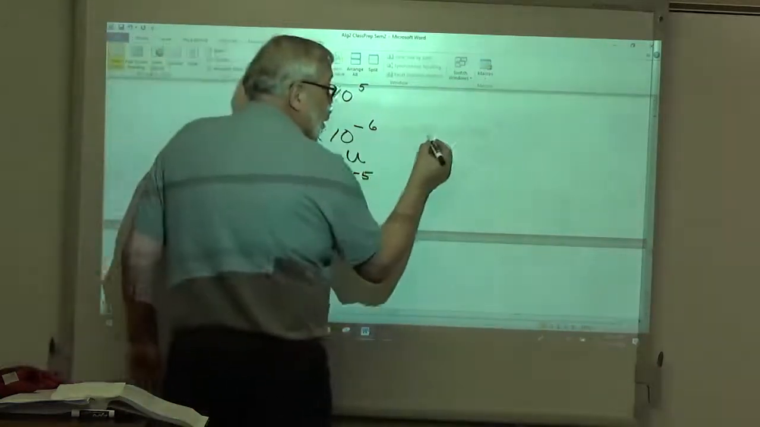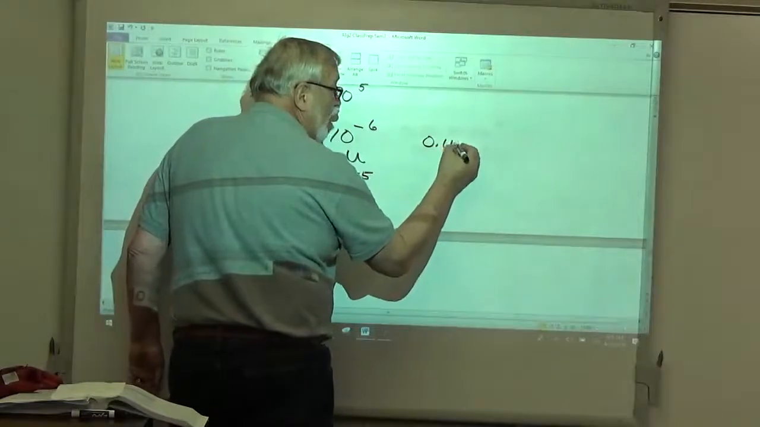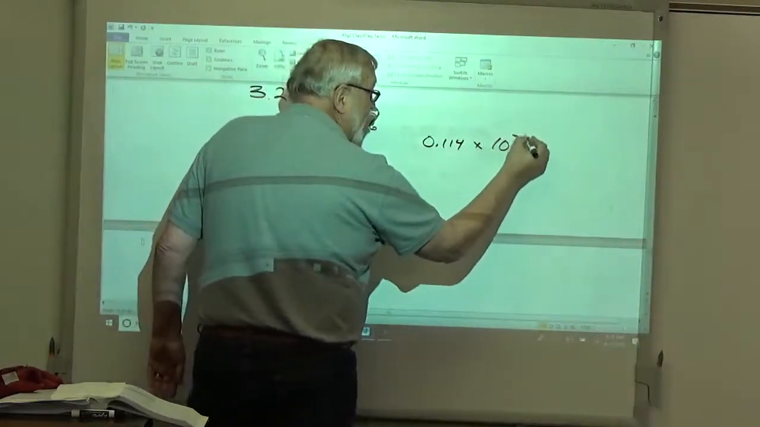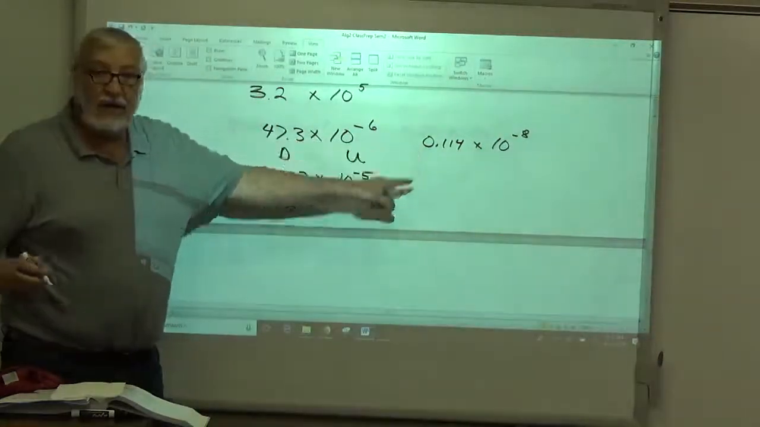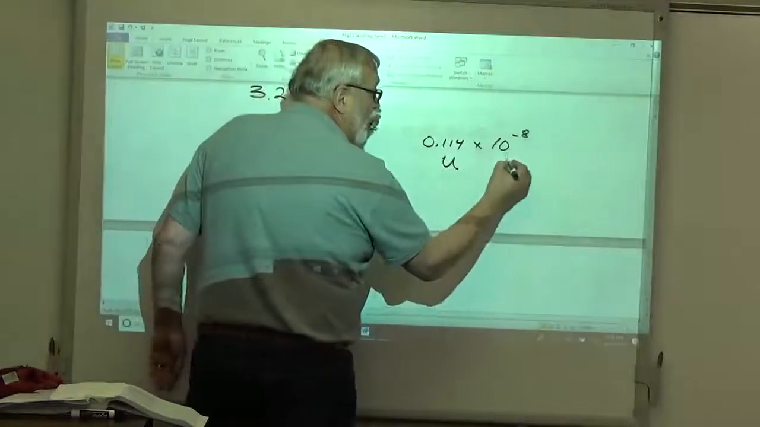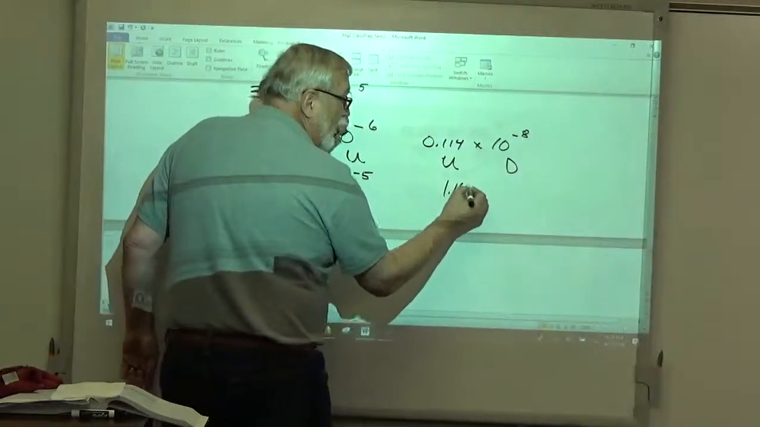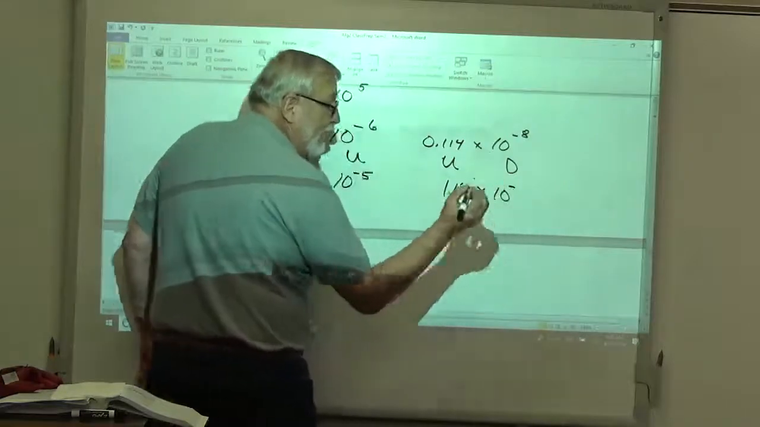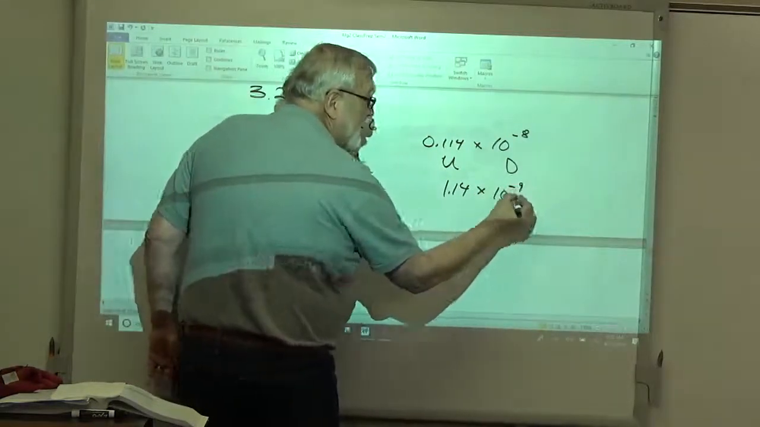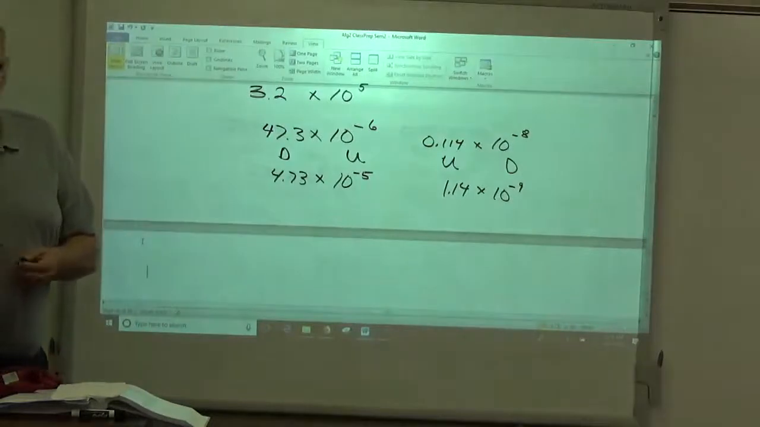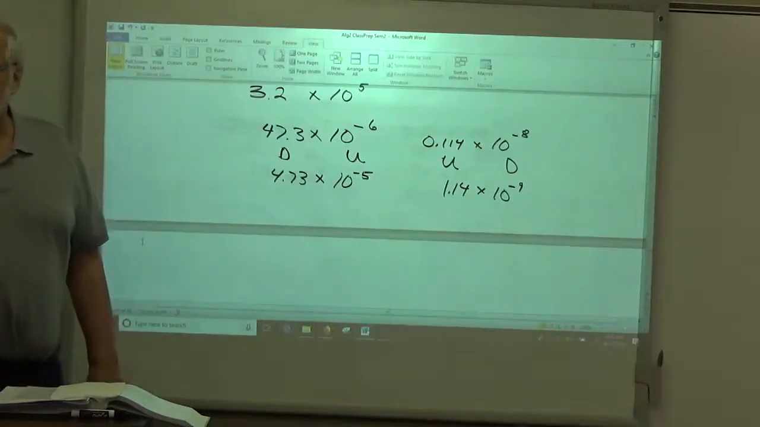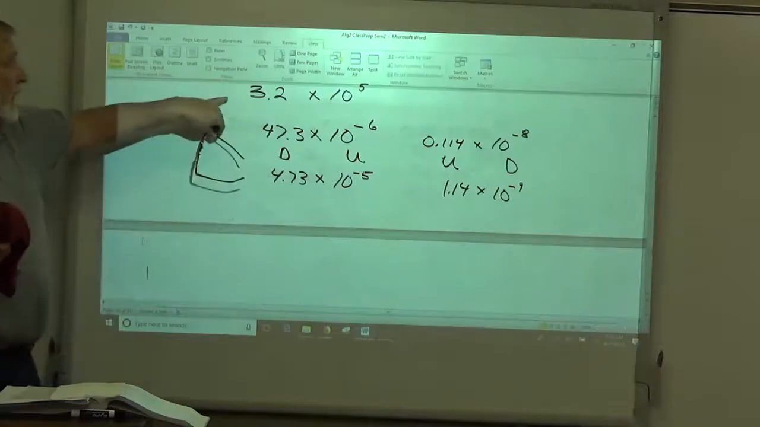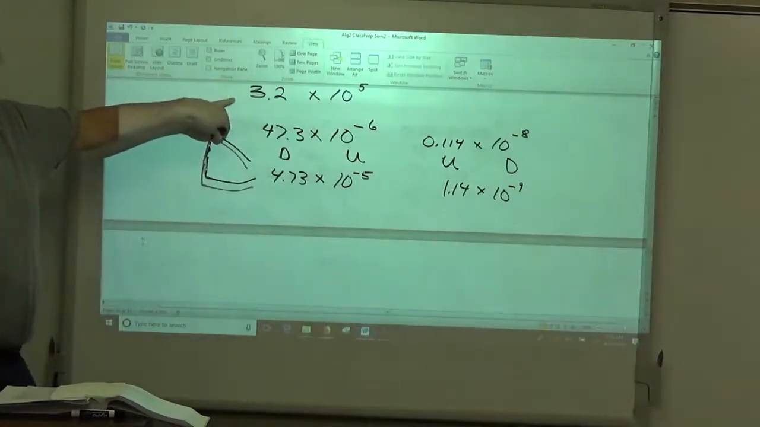The same thing would be true if I had this: 0.114 times 10 to the negative 8. What's wrong with the mantissa? It's too small, so it has to go up 1, this has to go down 1. 1.14 times 10 to the negative 9 is 1 less. Because we're talking about the order on the number line, we're not talking about the magnitude of just the number itself.